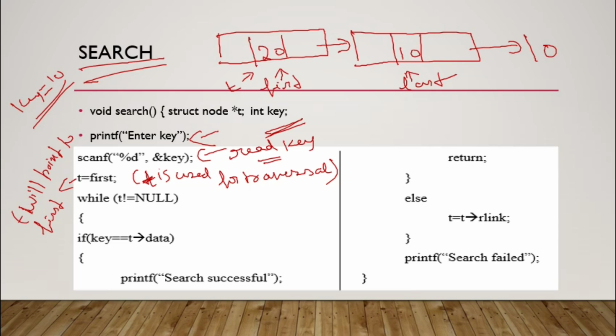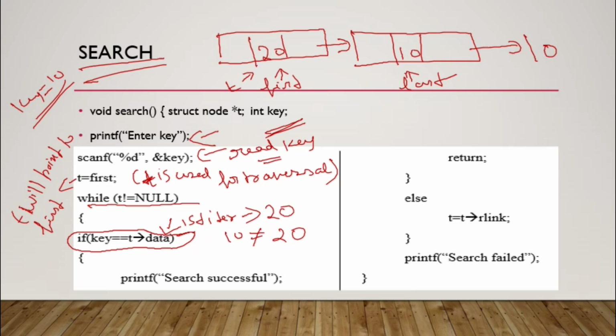Next, while t is not equal to null, like there we showed temp was not equal to null. Here temp also you can use, students, but if you use temp in one place, everywhere you are supposed to use temp. So while t is not equal to null, you have to compare the key element with t of data, the current element in t. Now what is the current element in t? In the first iteration it is 20. t of data is 20. So key, which is 10, is not equal to 20.